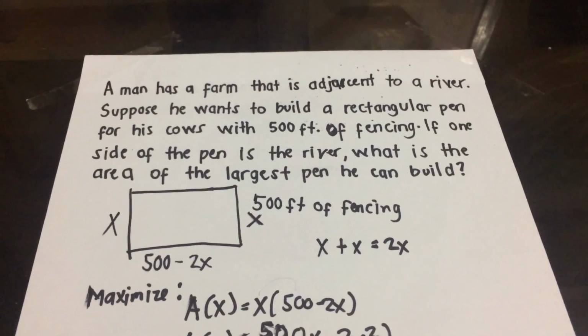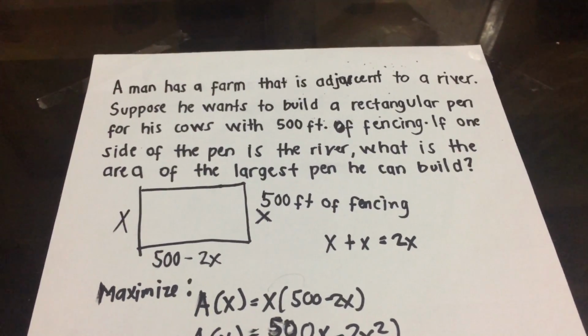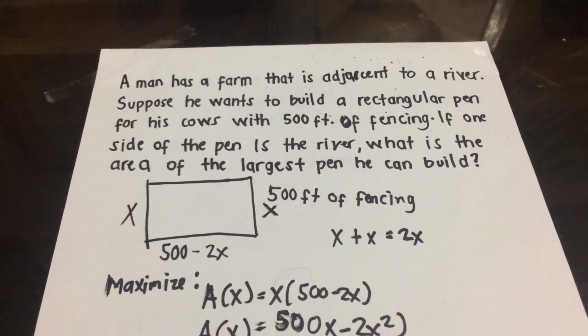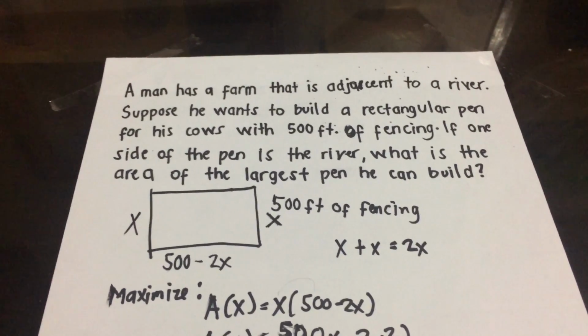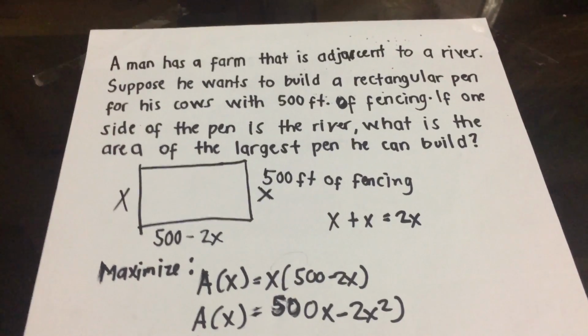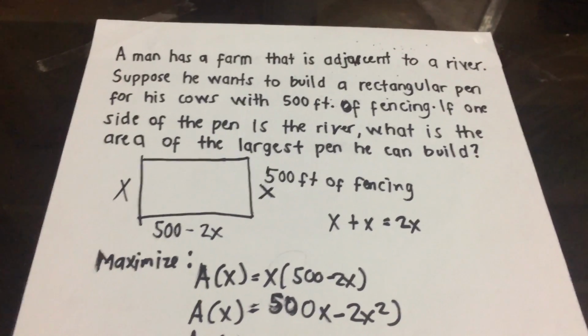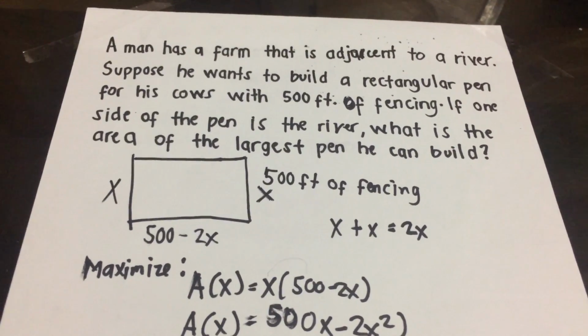So here's another optimization problem. Suppose a man has a farm that is adjacent to a river. Suppose he wants to build a rectangular pen for his cows with 500 feet of fencing. If one side of the pen is the river, what is the area of the largest pen he can build?